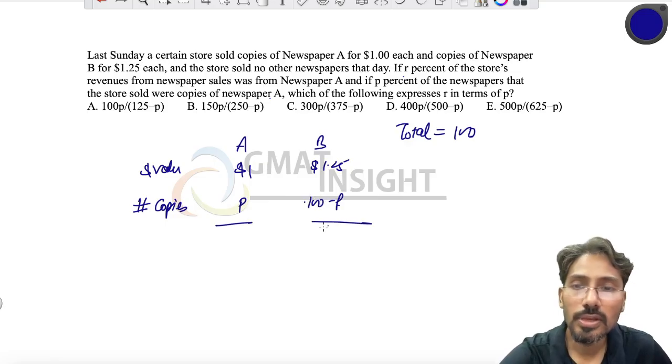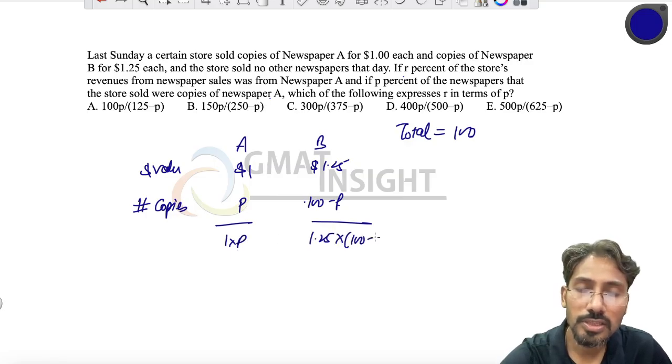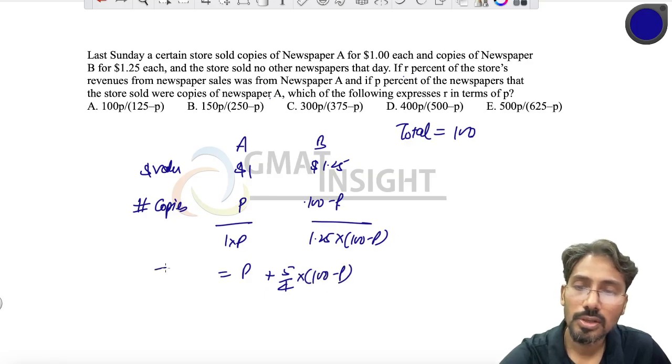So the revenue from A will be 1 multiplied by P, and the revenue from B will be 1.25 multiplied by 100 minus P. That means the total revenue will be P plus 5/4 of (100 minus P). This is the total revenue.